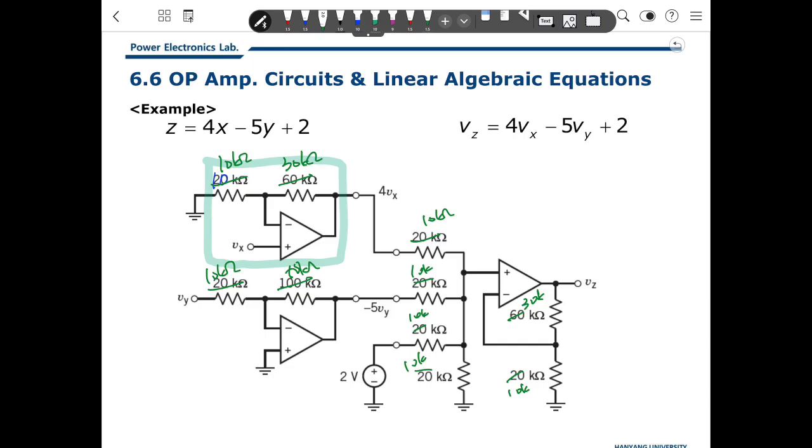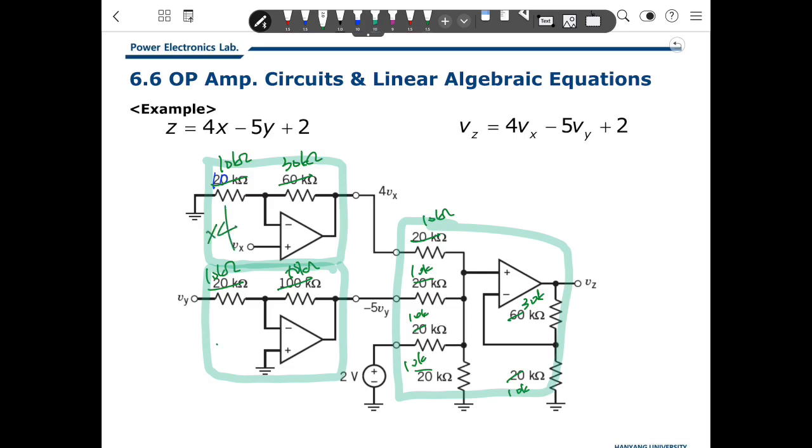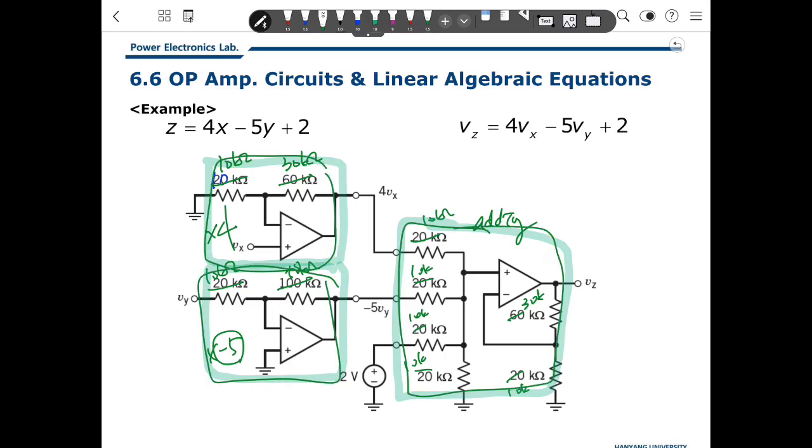But to do this, what do we have to do? We design this block and we design this block, and we add. This is 1. This is multiply by 4 and multiply by minus 5, and summing, adding. Then to do that, we design this block and this block and configure them to function as you want.